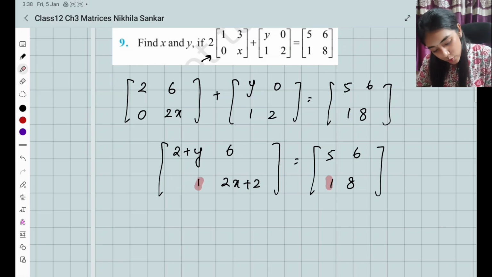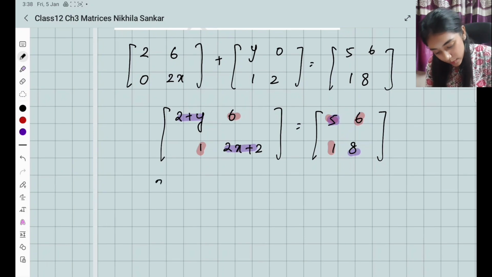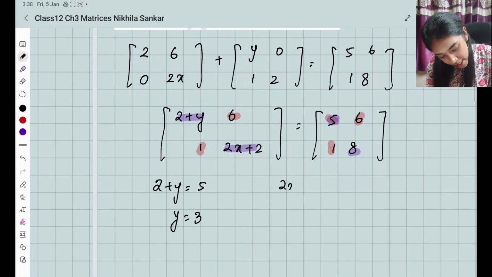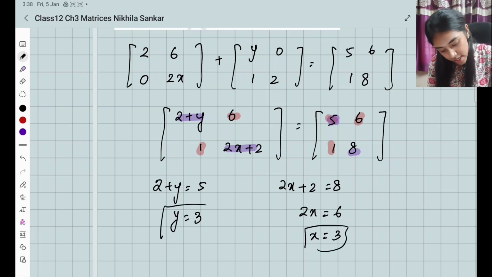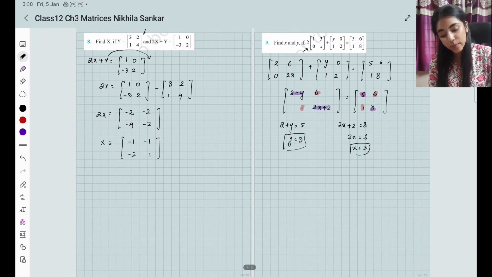Correct? So these are equal. I have to equate the two matrices because they are equal. Sorry, 6 and 6 are equal. So 2 plus y equals 5 and 2x plus 2 equals 8. Correct? So when I equate, I have 2 plus y equals 5. So y equals 3. And 2x plus 2 equals 8, 2x equals 6. x is equal to 3. Okay? So we found the x and y values. Very, very simple. Please copy.